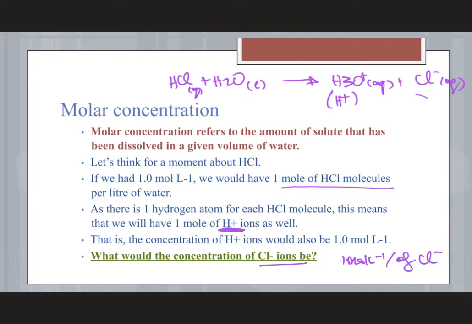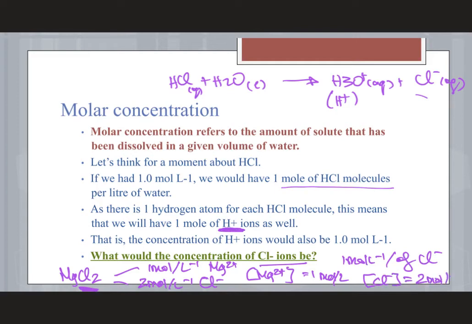chloride ions. In the case of, say, magnesium chloride, if I had a 1 molar solution of magnesium chloride, the concentration of magnesium ions would be 1 mole per litre. So I could say the concentration of Mg2+ is equal to 1 mole per litre. But in the case of chloride ions, because there are 2 chlorides per magnesium, I would have 2 mole per litre of chloride ions. So the concentration of chloride ions would be equal to 2 mole per litre, because it depends on the perspective we're taking and what we're counting. Overall, it would be a 1 molar solution of magnesium chloride.